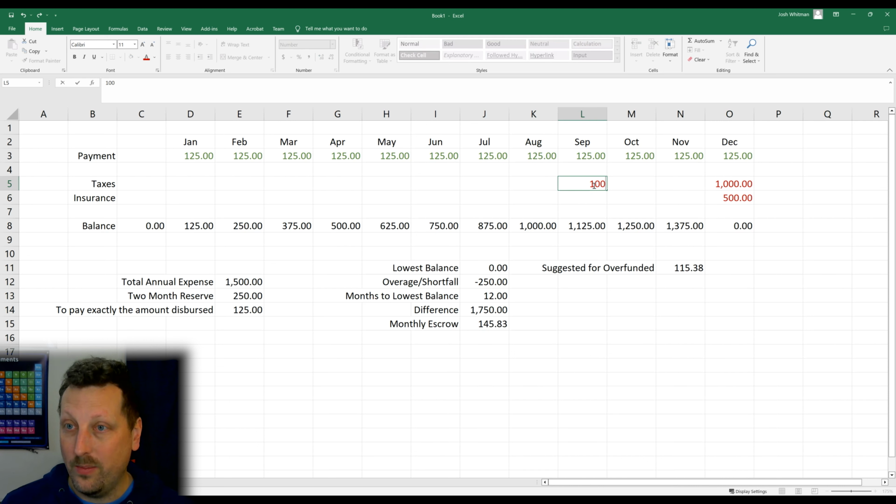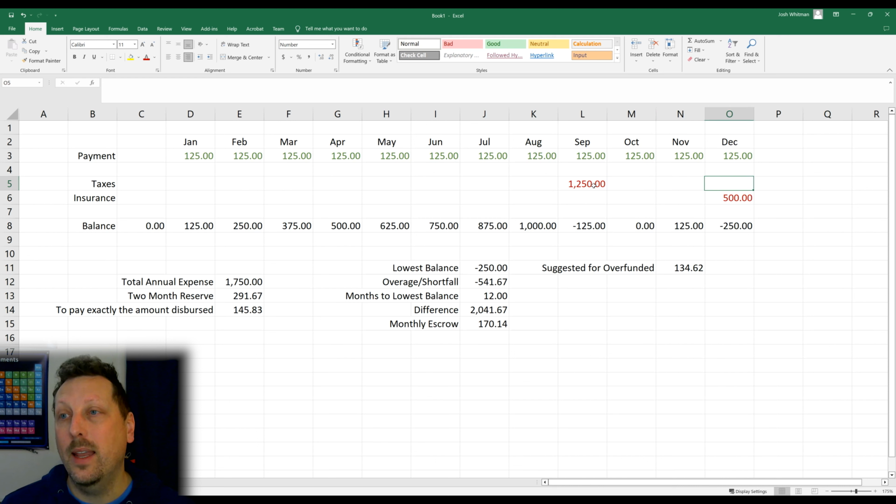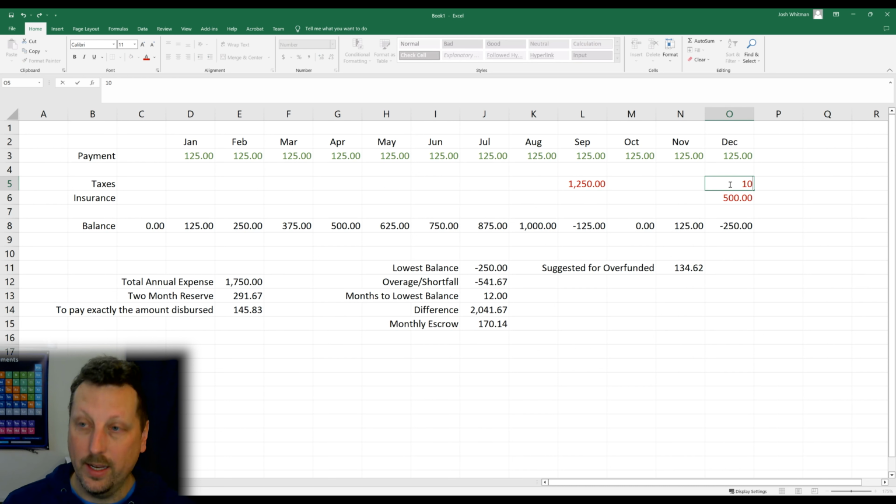You may end up paying the property taxes at a different time, or you may get a notification that the property taxes have gone up, and now you don't have the right amount, and you've been collecting a different amount all year. And what do you do about that? Well, that's where the laws for RESPA kick in.